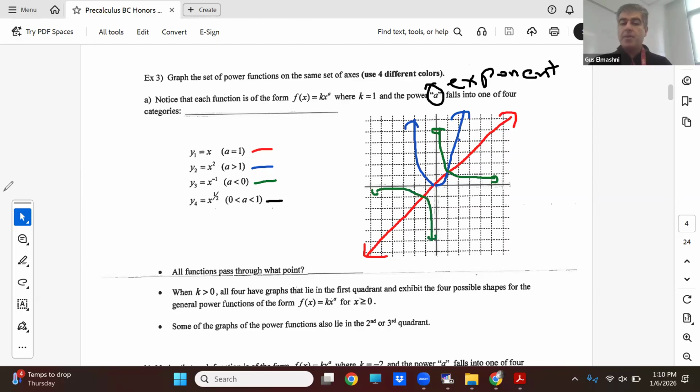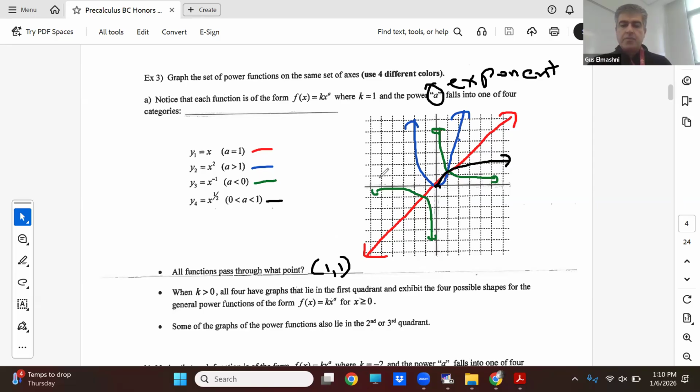And how about the last one? Like a semi-parabola, but sideways. So where do they all pass through? 1, 1. And when k is positive, all four graphs that lie in the first quadrant exhibit the four possible shapes. So we're assuming when k is positive, right?